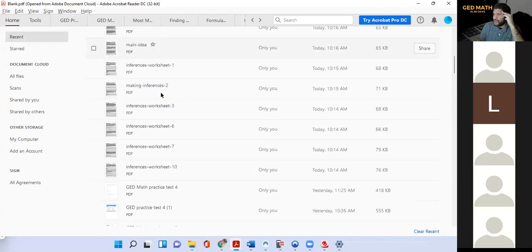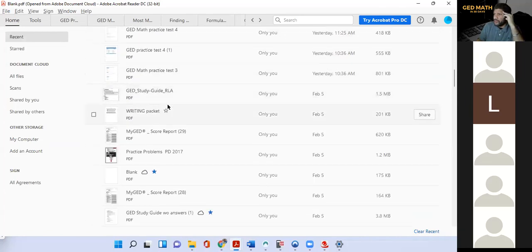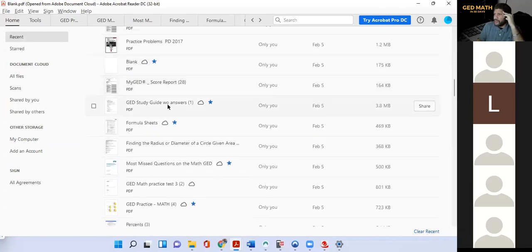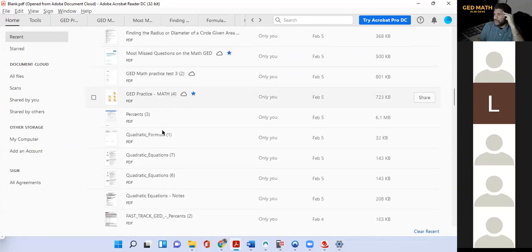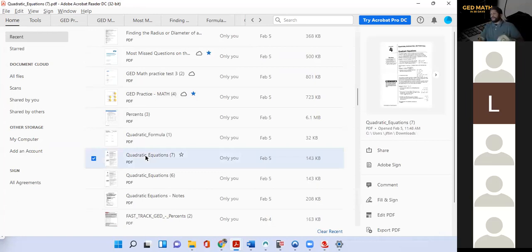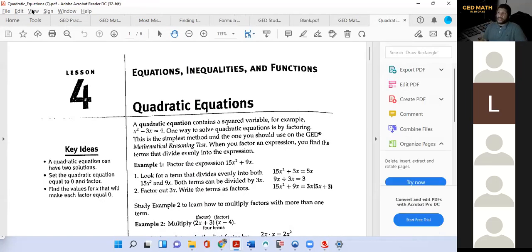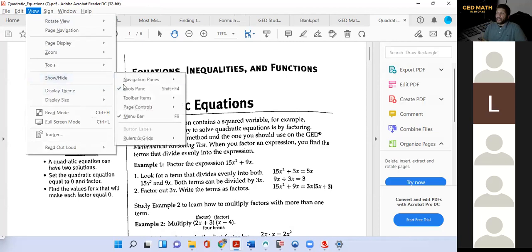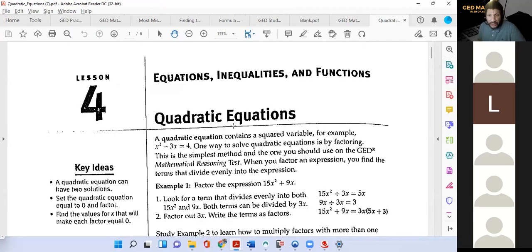Inferencing, no, not inferencing. That was for RLA. 3, 4, writing for RLA. There we go, right there. I think that's it right there. That's it right there. So if you notice, this topic says quadratic equations.